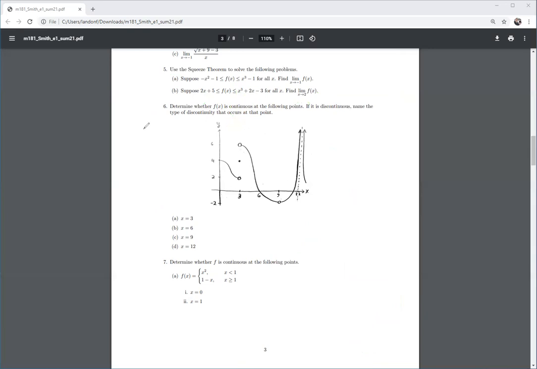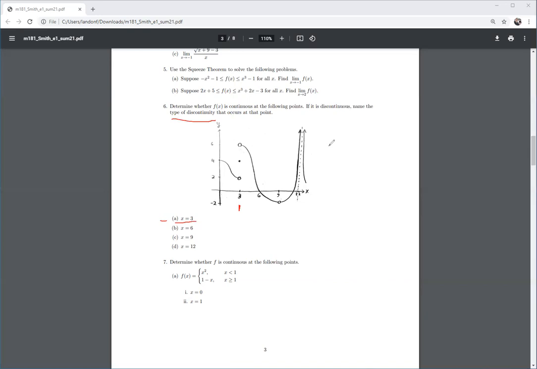Okay, so problem 6, it says determine whether f of x is continuous at the following points. If it is discontinuous, name the type of discontinuity that occurs at the point. Okay, so part A says that x equals 3. So it looks like we're right here. And what do you guys think? Is this continuous or discontinuous?